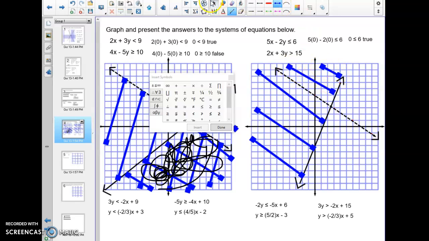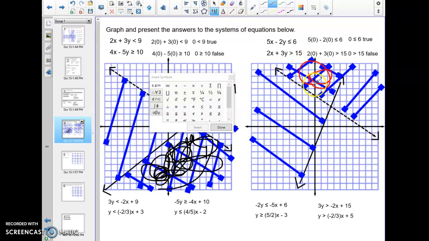Okay, now the second one, we'll plug the 0, 0 in. We get 2 times 0 plus 3 times 0 is greater than 15. And 0 is greater than 15, that's false. So in this one, we shade away from 0, 0. We shade this way, away from 0, 0. And essentially, my answer is right here, in this region right here.